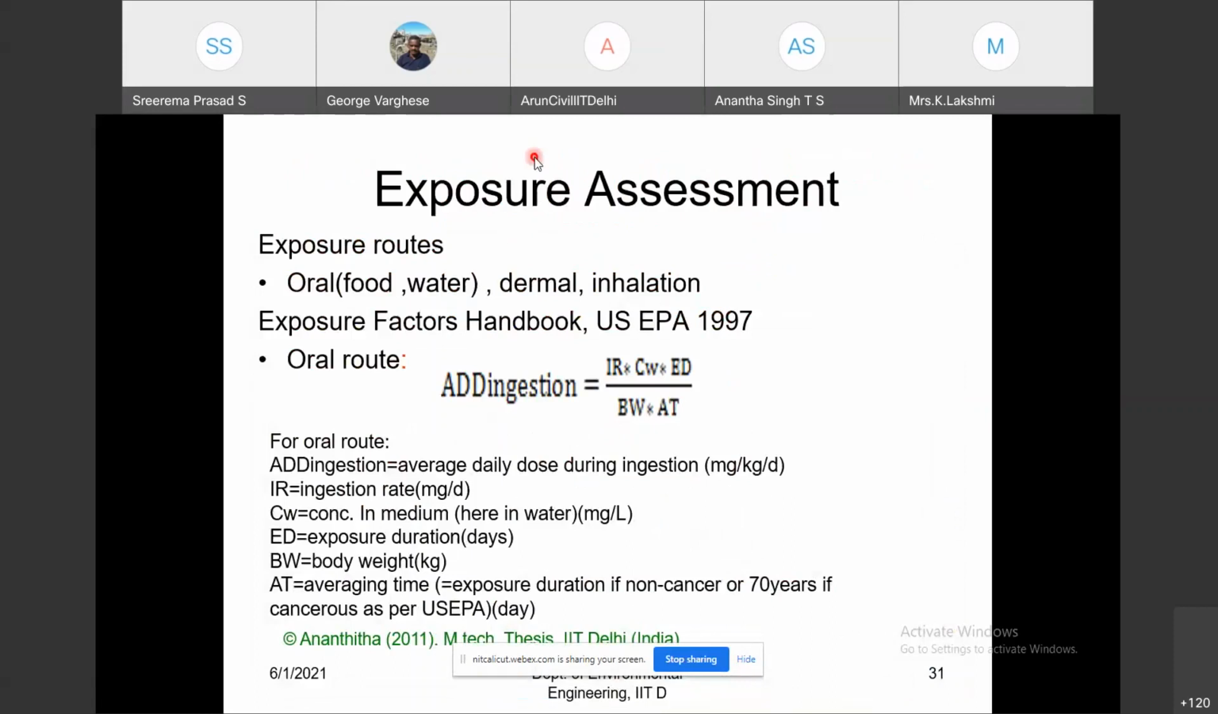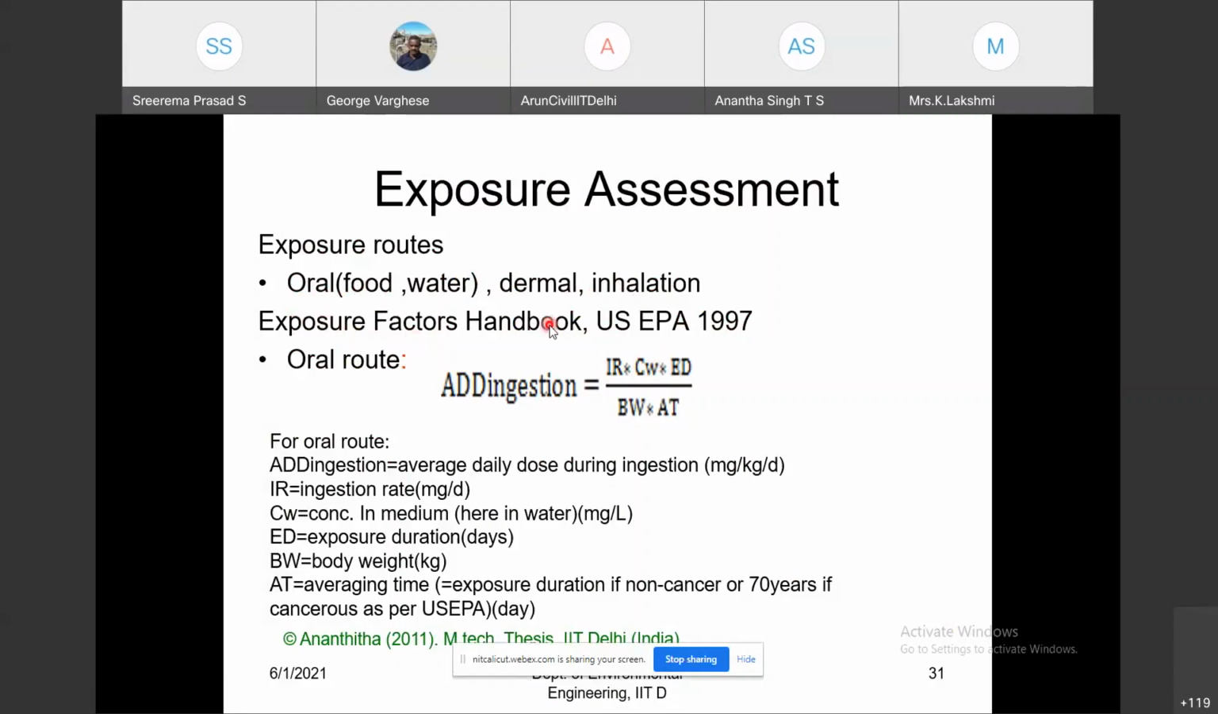So obviously, if you're talking about, let's say, oral exposure, food is one source by which we can get it. Water is another source. Then there is dermal skin exposure and inhalation exposure. So this is a very good source: the Exposure Factors Handbook, US EPA 1997, now it has been modified also. If you're doing a risk assessment, you should definitely have this book.